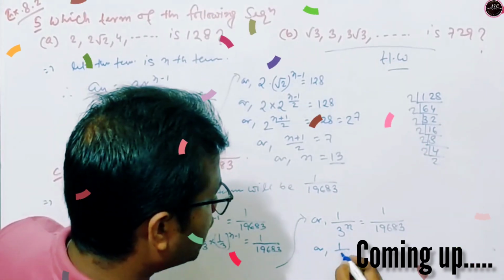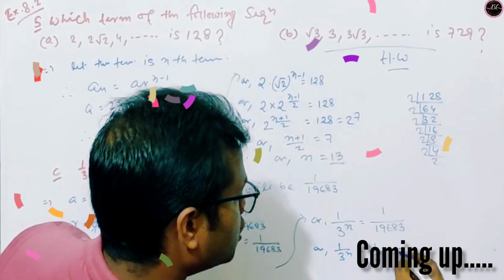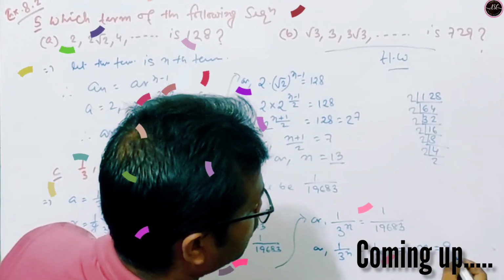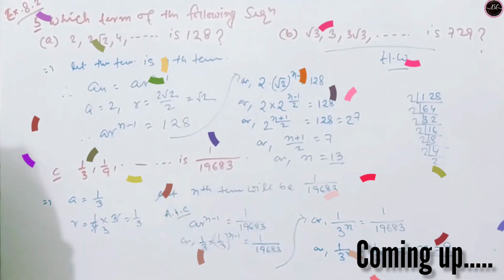Or 1 by 3 to the power n is equal to 1 by 3 to the power 9. So this implies that n equals 9. So the ninth term will be 1 by 19683.